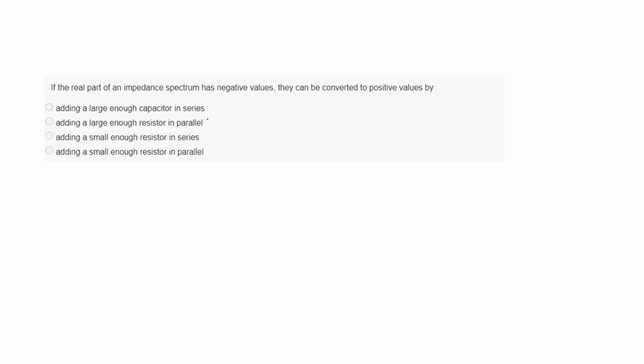Now the next question is, if the real part of the impedance spectrum has negative values, they can be converted to positive values by adding a large enough capacitor in series, adding a large enough resistor in parallel, adding a small enough resistor in series, or adding a small enough resistor in parallel. Option B, second? I didn't hear you. Adding a small resistor in parallel, right? Yes, it is adding a small resistor in parallel. Correct.